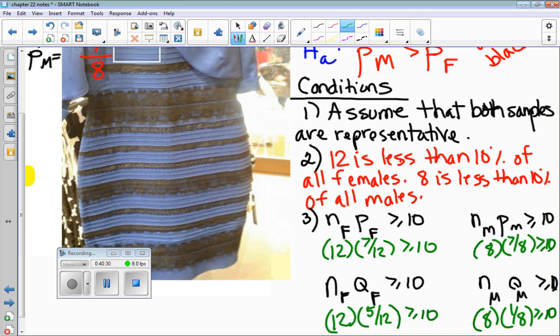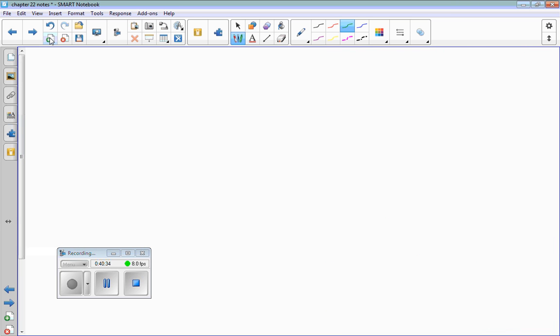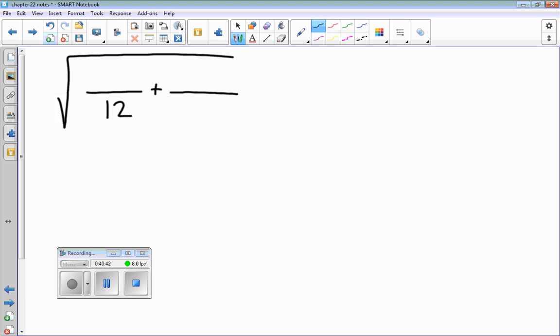Okay, so let's look. So I'm going to use a new page. Okay, so we need to find our new. Do you agree with this? And what was our sample sizes? Oh, I said they were 12 and 8. Oh, no, that's wrong. Sorry. Okay, so we're going to write those underneath there. Okay, what goes on the top here and here?